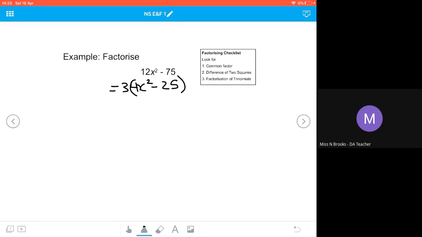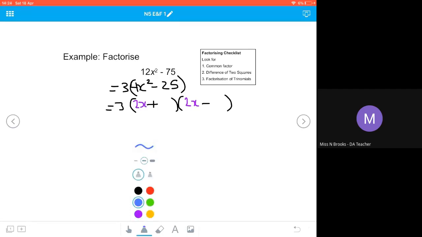So we bring the 3 down, we know we're going to have two brackets. One's going to be positive, one's going to be negative. The first term of each bracket is going to be the square root of 4x squared, and so that's going to be 2x, because 2x multiplied by 2x gives us 4x squared. And the second term of both of our brackets is going to be the square root of 25, which is going to be 5. So our final answer to 12x squared minus 75 is 3 upon 2x plus 5 upon 2x minus 5.